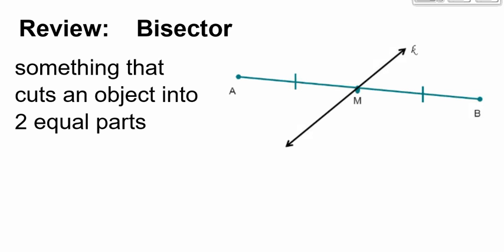Also, as a review, I want to talk about bisectors. This particular example is a segment bisector. Tomorrow we're going to talk more about angle bisectors, but for today, let's just focus on this one. The prefix bi means two, and bisect means to cut. So bisect means to cut in two, and it actually means to cut into two equal pieces. So those two line segments are congruent, where M is the midpoint of line segment AB.